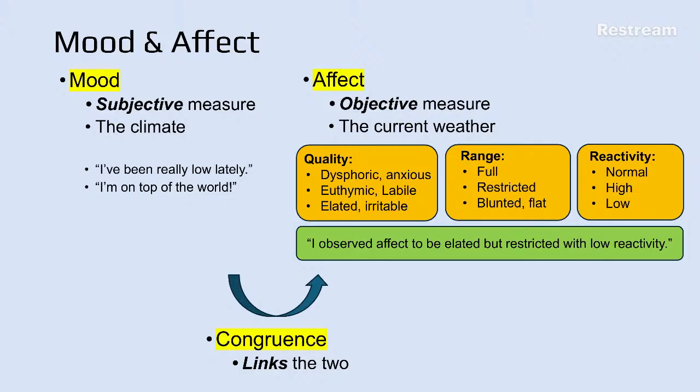Finally, reactivity is how much their affect changes in response to external stimuli, for instance, when talking to you, and it can be normal, high, or low. Lastly, you can comment on congruence. This is what links mood and affect together in your examination. It can be congruent, where mood matches their affect. So they say they're happy, and when they talk to you, they seem happy as well. Or they can be incongruent, where they say they're happy, but when they speak to you, they come off a little bit depressed.